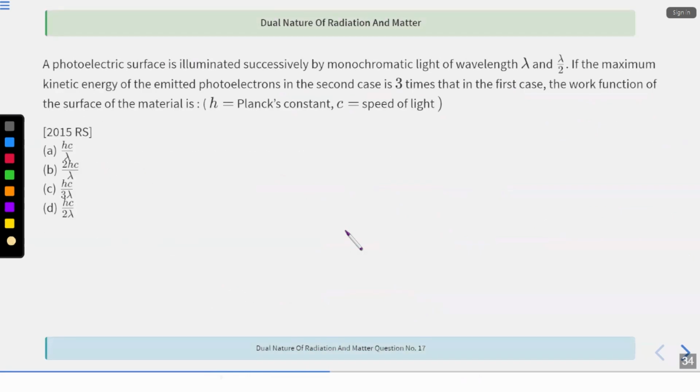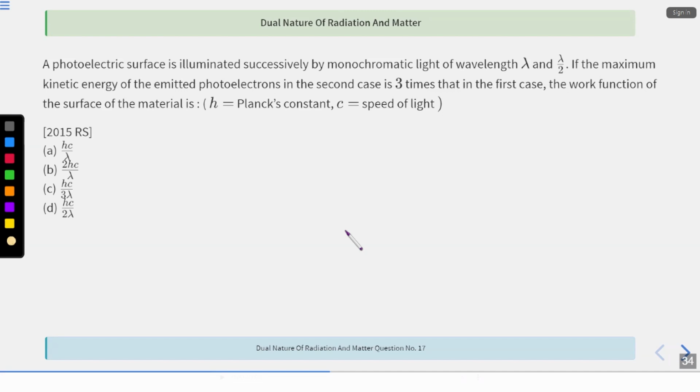Okay, moving on to the next question. A photoelectric surface is illuminated successively by monochromatic light of wavelength lambda and lambda by 2. If the maximum kinetic energy of the emitted electrons in the second case is 3 times that of the first case, the work function of the surface material is. So it has been given that we'll be using directly hc.